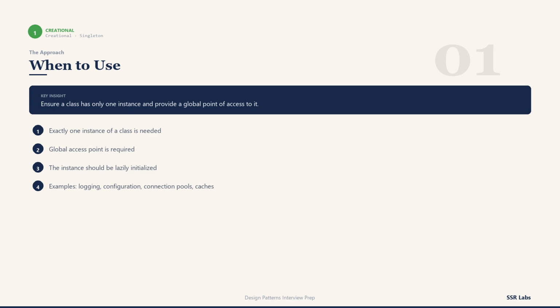So when should you use Singleton? When you absolutely need exactly one instance, like a configuration manager or a thread pool. When a global access point makes sense, and you need lazy initialization. Classic examples are loggers, database connection pools, and app-wide caches. If you are interested in related patterns, check out Factory Method and Builder, which are also creational patterns but tackle different problems. That's the Singleton pattern.